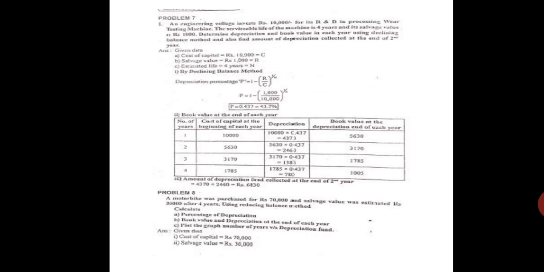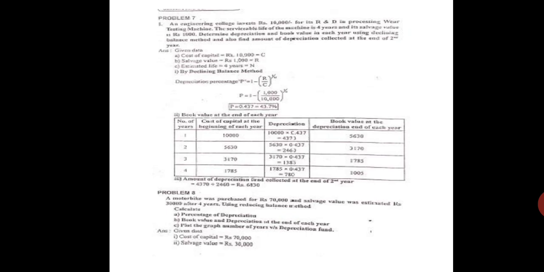Now, if you look at this numerical, an engineering college invests rupees 10,000 for a wear and tear testing machine. They have paid 10,000 rupees for that. The life of the machine is 4 years and the salvage value, scrap value, is 1,000 rupees after 4 years. Determine depreciation and book value in each year using the declining balance method. Balance is declining. And also you have to find the depreciation collected after second year.